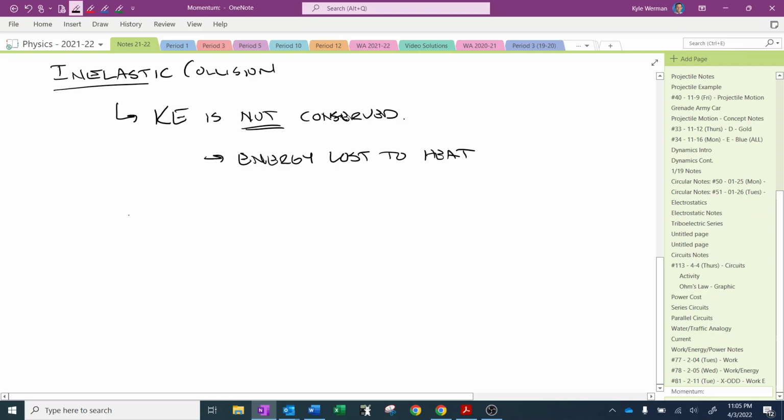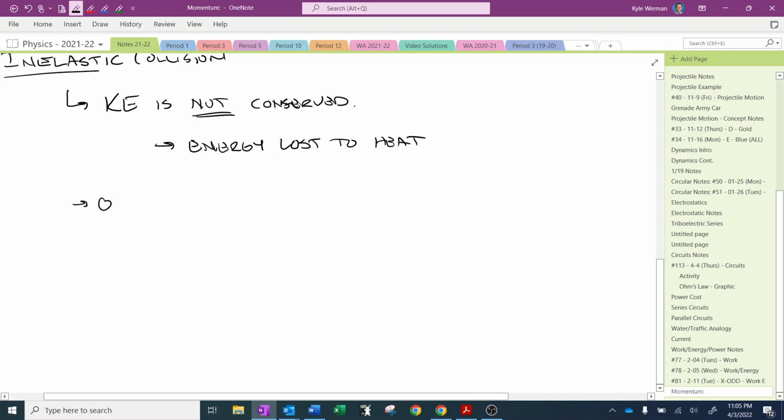And as a result of that collision, you're typically going to see some deformation or change of shape of the object. You might have a dent when you have this inelastic collision. So it'll typically deform or change shape due to that collision.